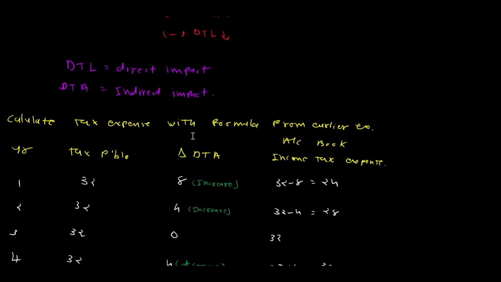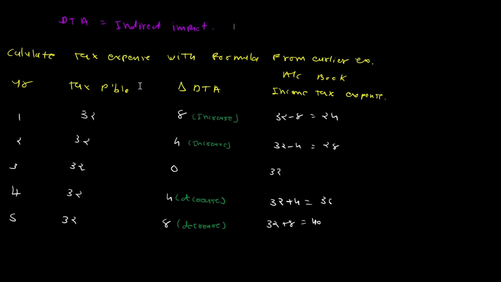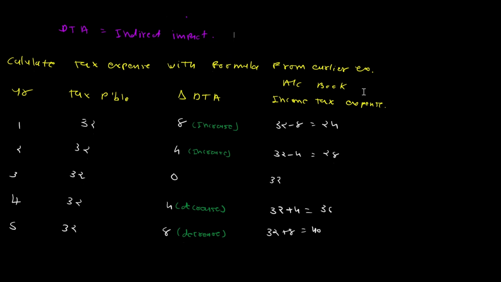Okay, so let's take the older example. Calculate the tax expense with the formula from the earlier example. For example, I have given the 5 years of tax payable as per the tax books, and the deferred tax asset; the change, delta, is the change in the deferred tax asset. So in the first year I have given 32 as tax payable and 8 as my deferred tax asset. So what would be my income tax expense as per the accounts book?